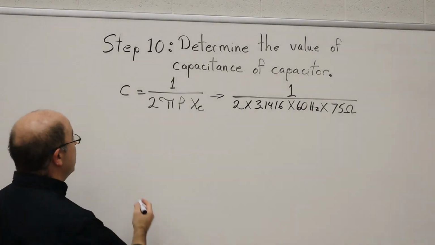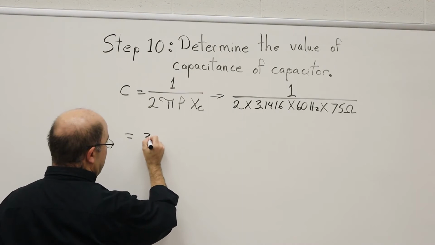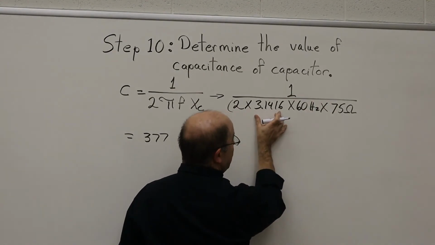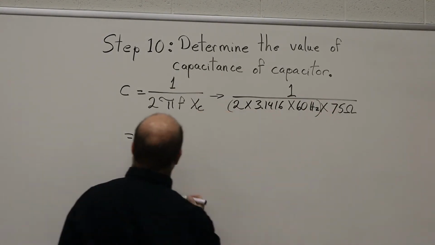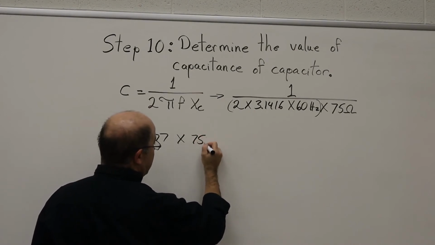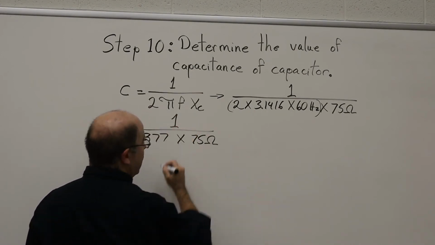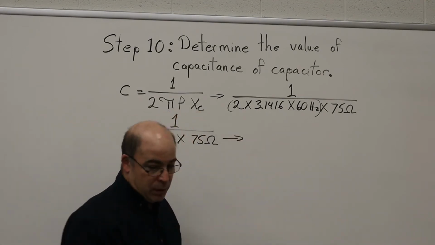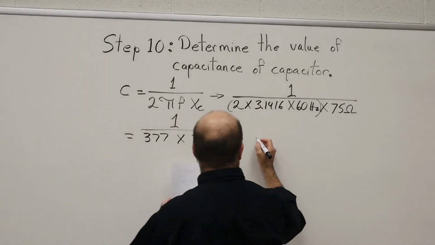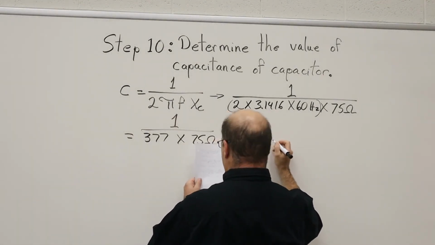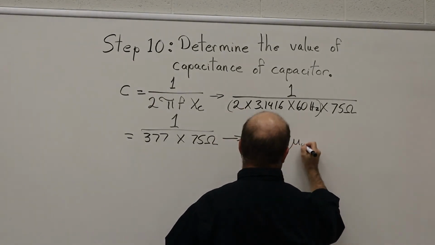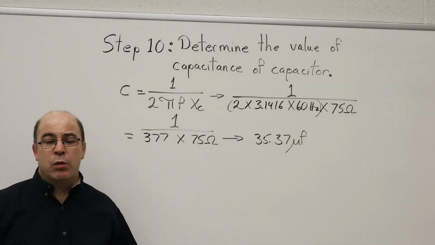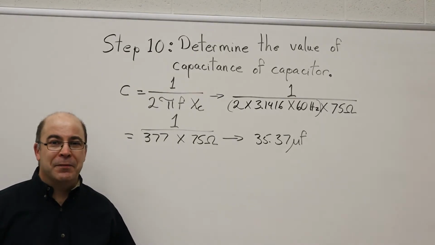There's a little bit of a shortcut in that I can just use 377, which is 2 times 3.1416 times 60 hertz, and multiply that by the 75 ohms, 1 over. Now, that being said, you're going to have for an answer 35.37 microfarads, if you've done your work accurately.